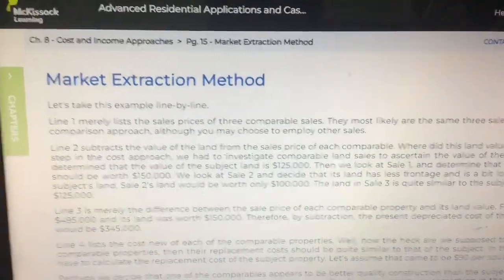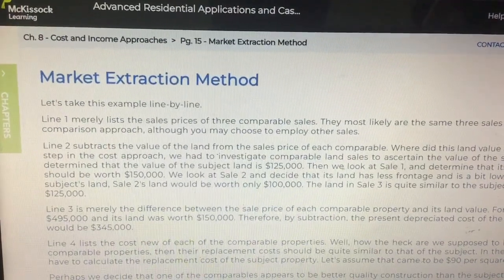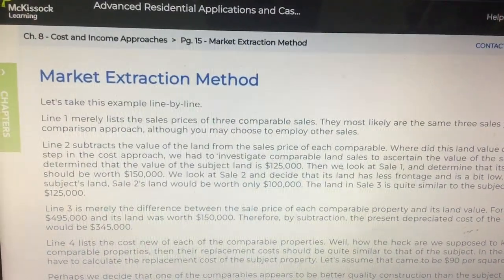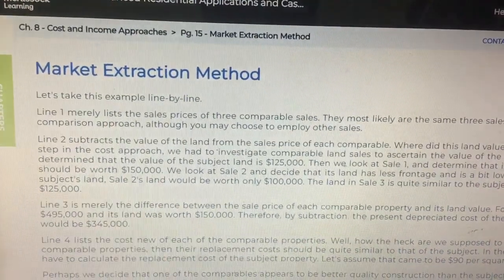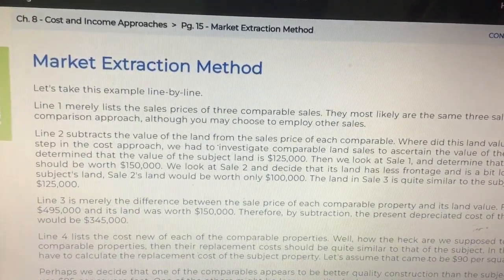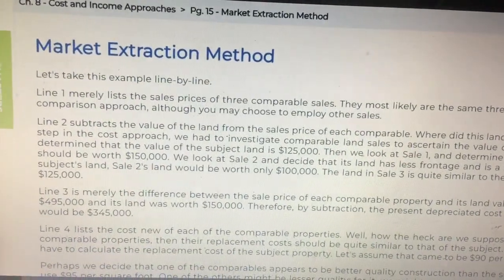Advanced Residential Applications and Case Studies, Chapter 8, Cost and Income Approaches, page 15, Market Extraction Method. Let's take this example line by line.